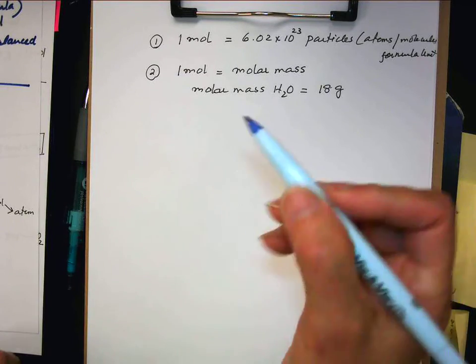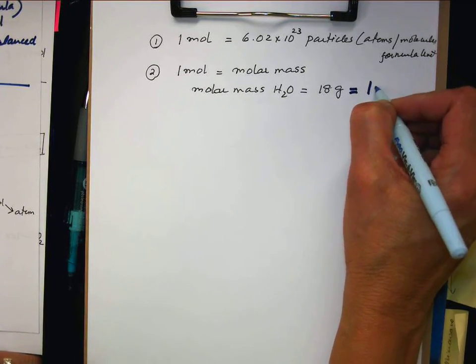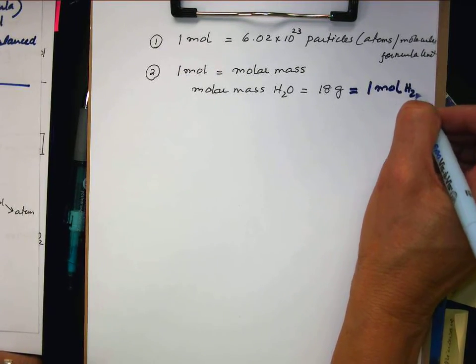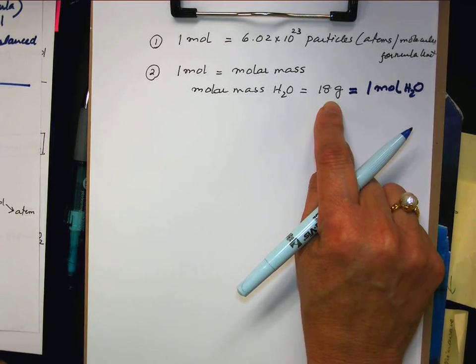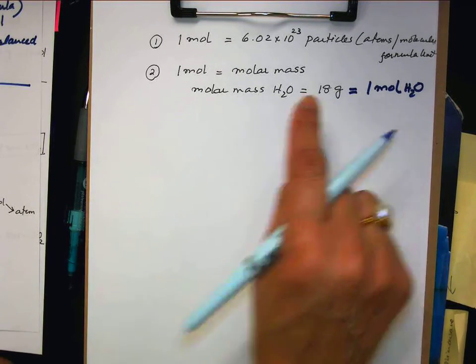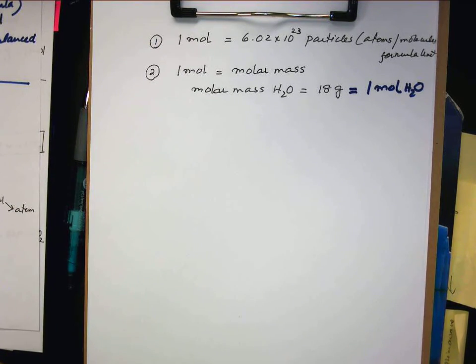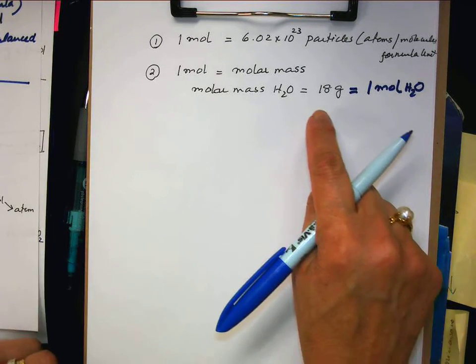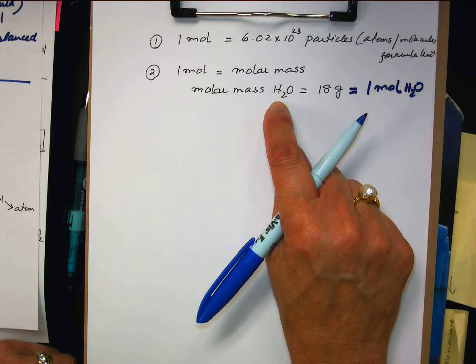All right, so let me write it in a bigger pen. So 1 mole of water is 18 grams of water. That is called molar mass. So the first thing you know is 1 mole is 6.02 times 10 to the 23 particles, but if you have to weigh something for a mole, then it is the weight of that element or molecule.